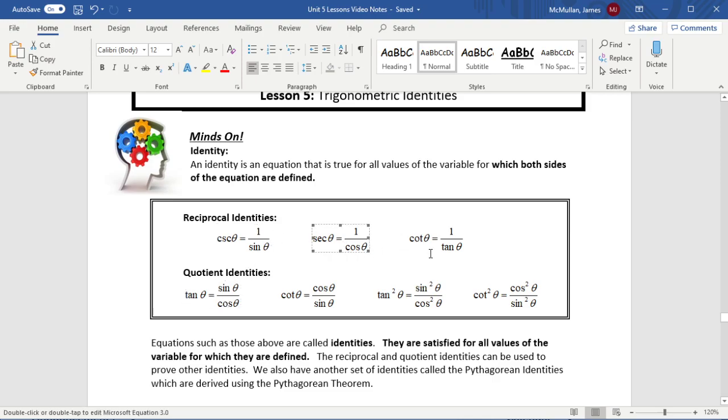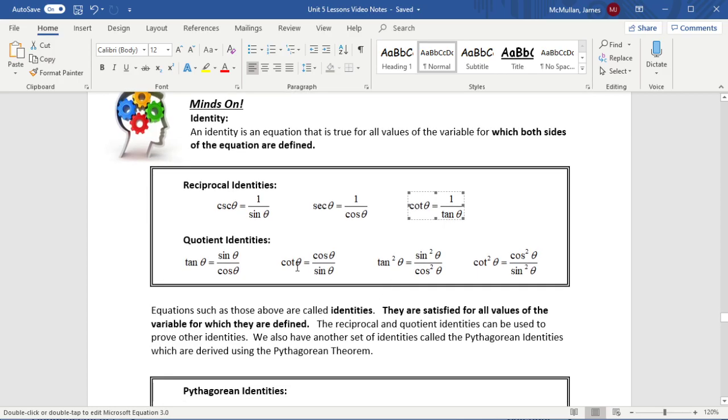You already know the reciprocal ones. The reciprocal of sine gives you cosecant, the reciprocal of cos gives you secant, and the reciprocal of tan gives you cotangent. But now we can also think of the reciprocal of cotangent as cos divided by sine, right? Because it's the reciprocal of this one. These are identities. Every value that's defined works on both sides.